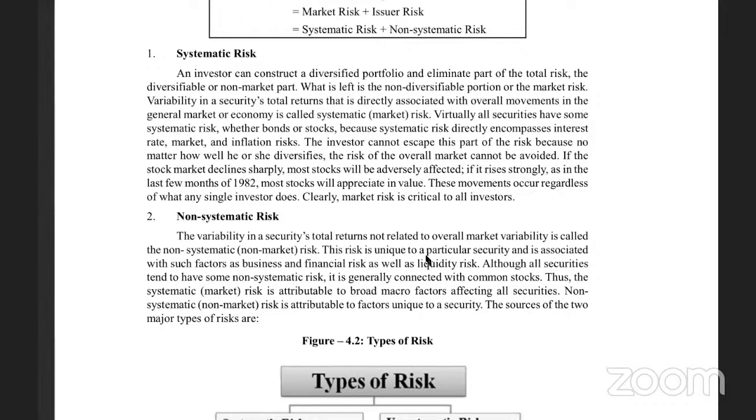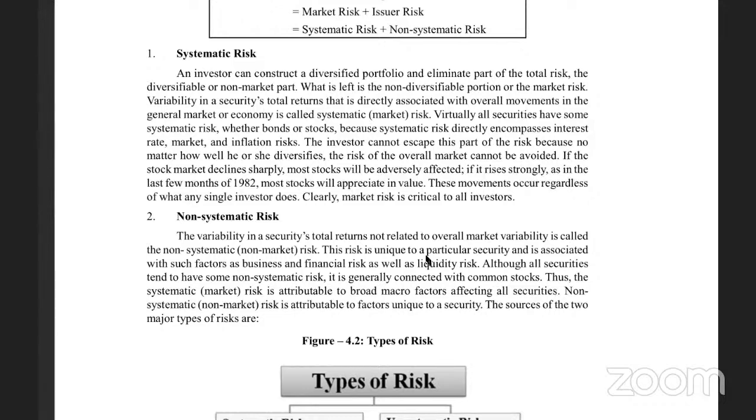Now, non-systemic risk is the variability in a security's total returns not related to overall market variability. It has nothing to do with the market. This risk is unique to a particular security and is associated with factors such as business and financial risk as well as liquidity risk. Although all securities tend to have some non-systemic risk, it is generally connected with common stocks. Thus, systemic risk is attributable to broad macro factors affecting all securities. Non-systemic risk is attributable to factors unique to a security.